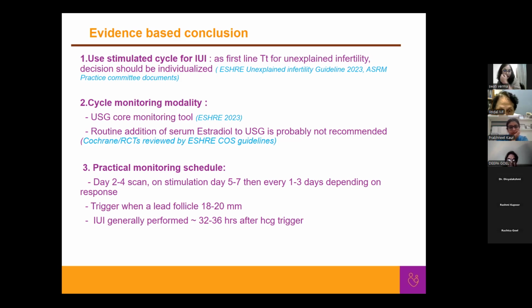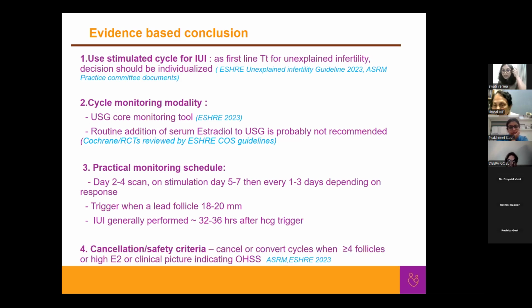And cancellation, according to the safety criteria, ASRM says you have to cancel the cycle or convert the cycle if you get more than 4 follicles or high E2 levels or clinical picture indicating OHSS. So that is all I have to say about cycle monitoring for IUI.